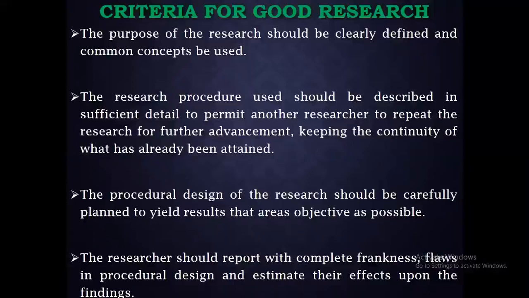Next is the researcher should report with complete frankness flaws in the procedural design and estimate their effects upon the findings. If the researcher finds that this is the problem I have faced while going through that particular process, he can write that in the writing part, by which the scientific community will know that this is the wrong method, and other people can avoid the problem. That thing also the researcher has to make clear.